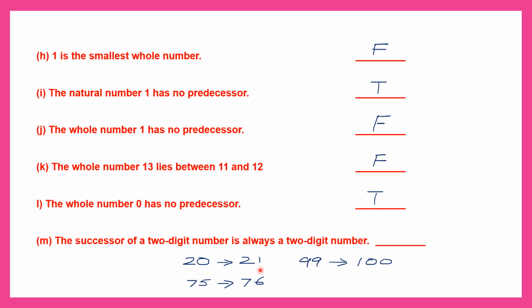Now here, two-digit number, successor is two-digit number. Here also we have a two-digit number, the successor is a two-digit number. Here we have a two-digit number and the successor is a three-digit number. And what does this statement say? The successor of a two-digit number is always a two-digit number, which is not true. Here you can see it can be a three-digit number. That means this statement is false.